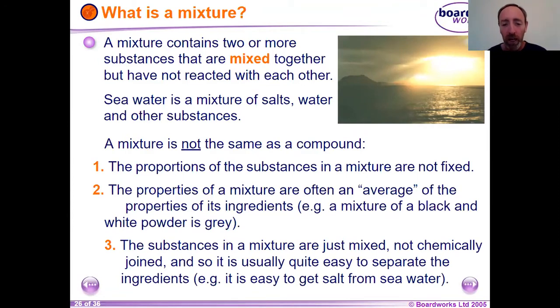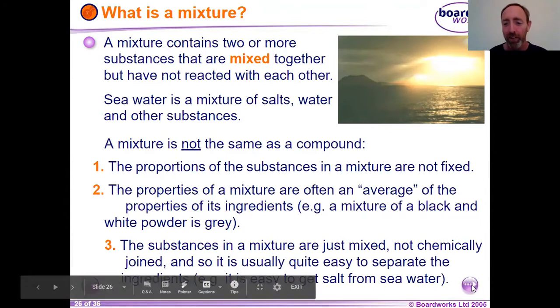So that shows even though we can't see the salt within the solution, the salt is there. Okay, right, clicking on.